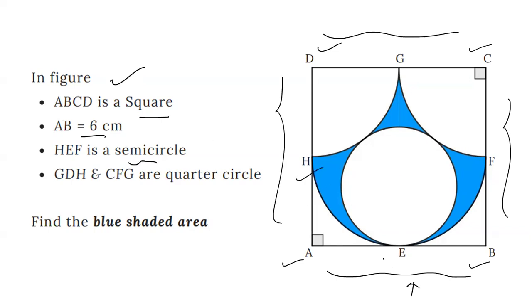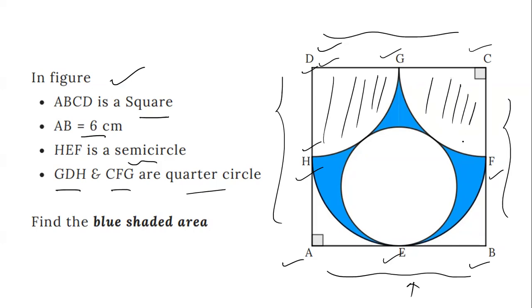So this is point H, this is point E, this is point F. This is a semicircle. And GDH and CFG are quarter circles. So this is G, this is D, this is H. This is a quarter circle, and this is another quarter circle. And this is the semicircle we previously discussed. We have to find this blue shaded area.